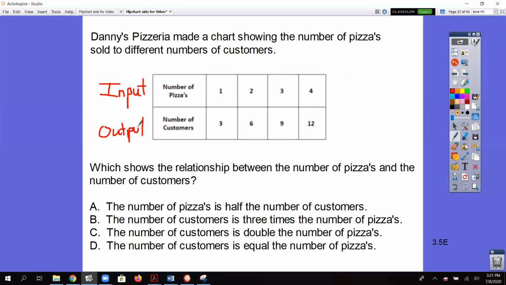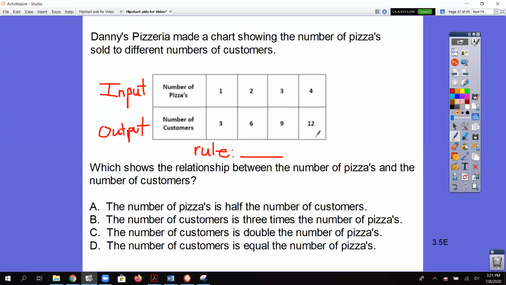And I always have my students put "rule" right here, because that's very important. They have to label their input, output, and then write your rule right here, whatever rule you find. So these are your number pairs: 1 and 3, 2 and 6, 3 and 9, and 4 and 12. We have 4 sets of number pairs.